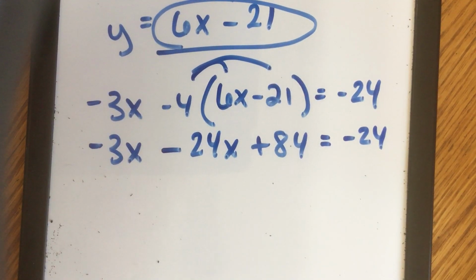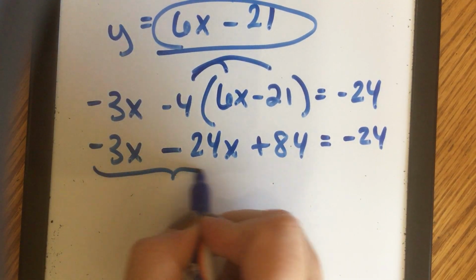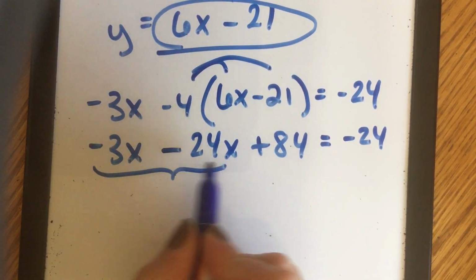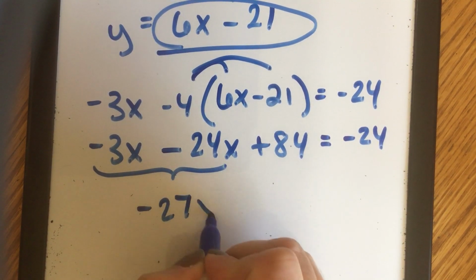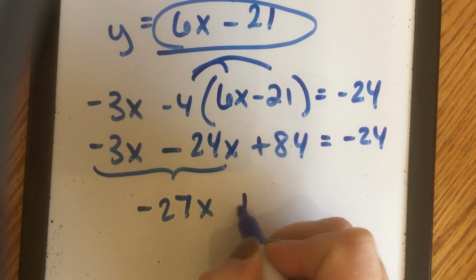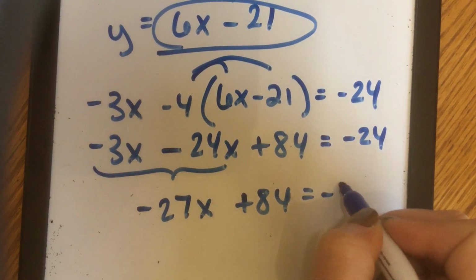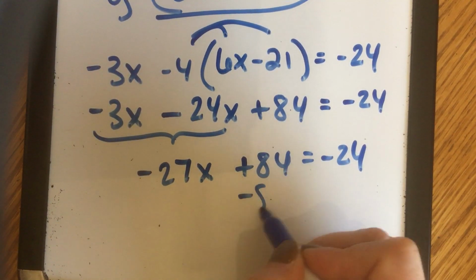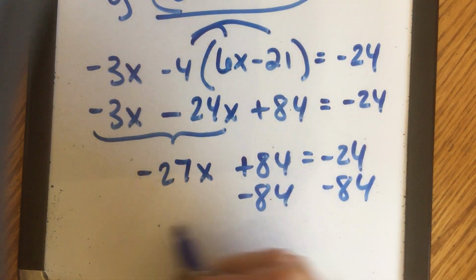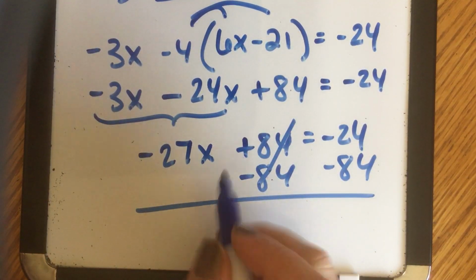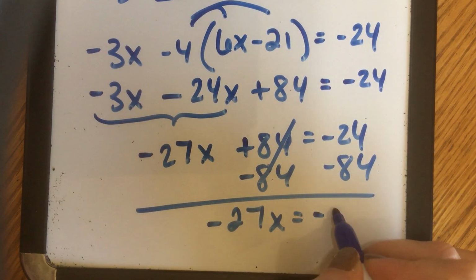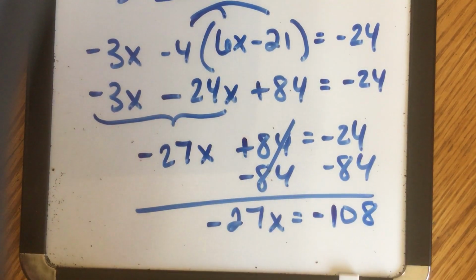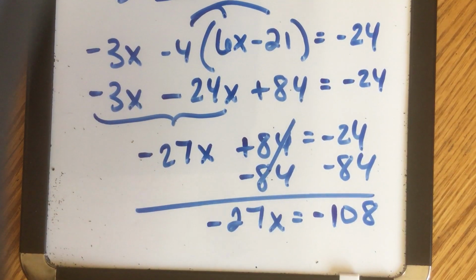So then you combine like terms. So a negative 3x and a negative 24x can go together because they both have x's on them. So that's negative 27x. And then I'll go ahead and write this step out. Then I'm going to subtract 84 from both sides to get rid of that. So that's going to give me negative 27x equals negative 108. Okay, so now I need to divide 27 into 108.